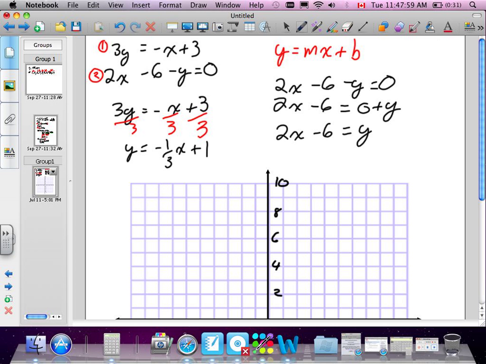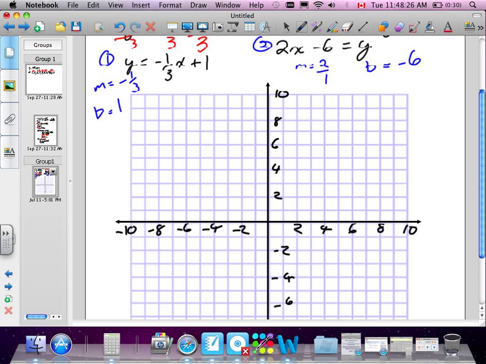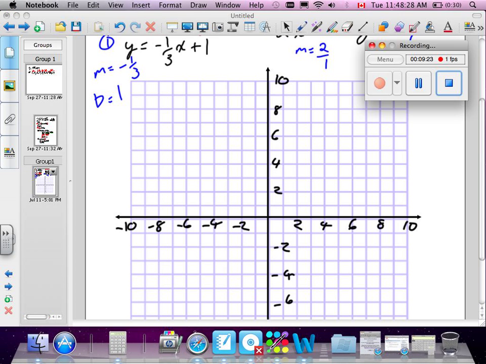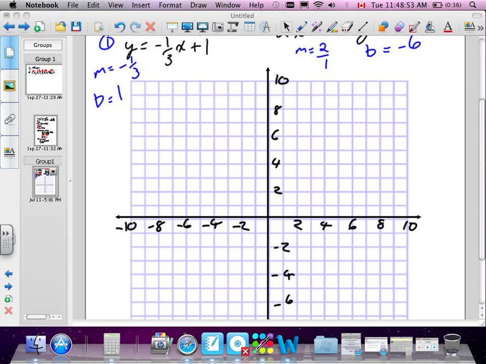So finally, now that I have those, I need to figure out what my slope and y-intercept are for both. For equation 1, my slope is what? Negative 1 over 3. And my y-intercept is? Good. Slope for the second equation, 2 over 1. And our y-intercept? Good. So we have our slopes and our y-intercepts.